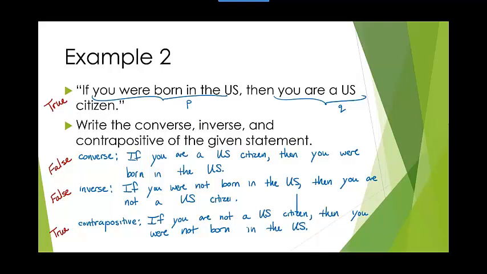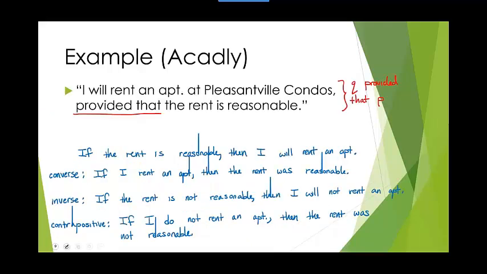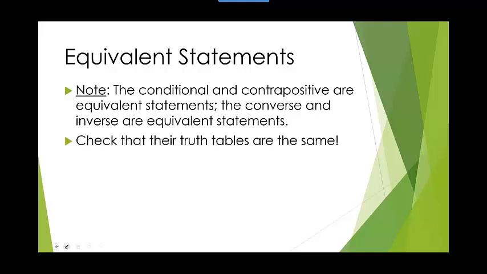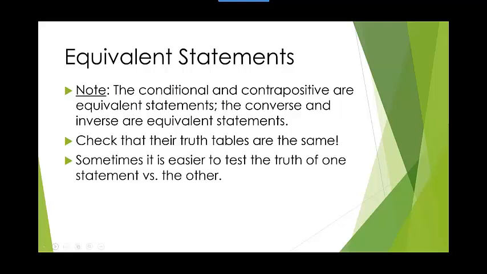So notice that the original sentence and the contrapositive are both true, and the converse and the inverse are both false. This is a pattern that you'll see in general, where the conditional and contrapositive are equivalent, they always match, and the converse and the inverse are also equivalent, they always match. You can check their truth tables to see that. They're going to have the same truth tables. And in terms of why we care, sometimes it's easier to test the truth of one statement versus the other. So it might be easier, for example, to analyze the contrapositive as opposed to the conditional.